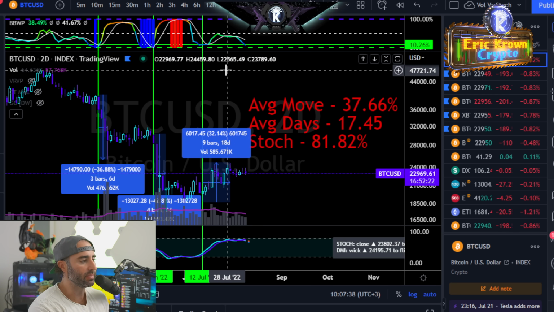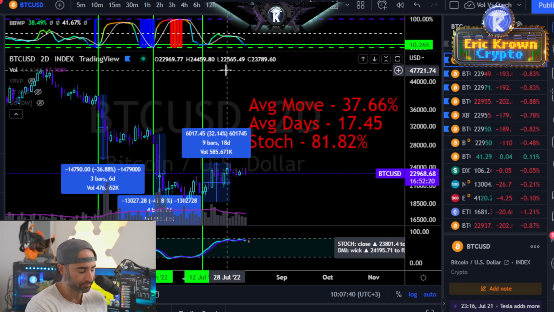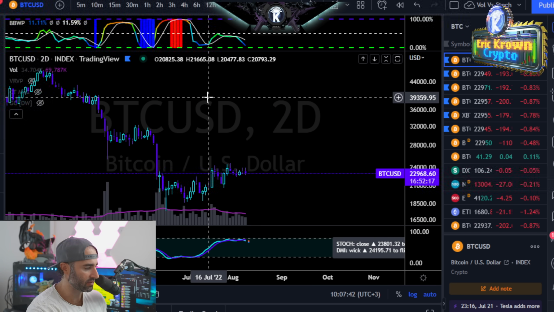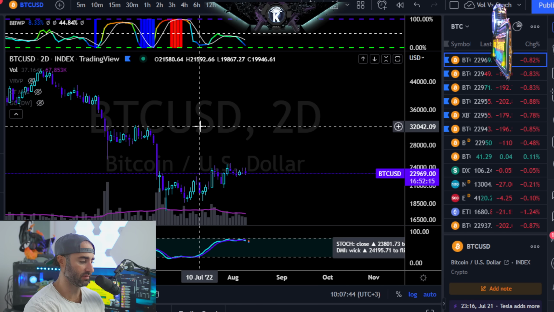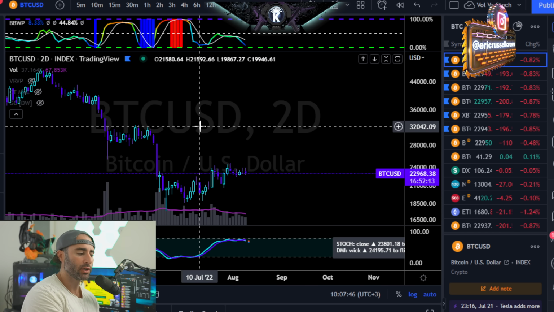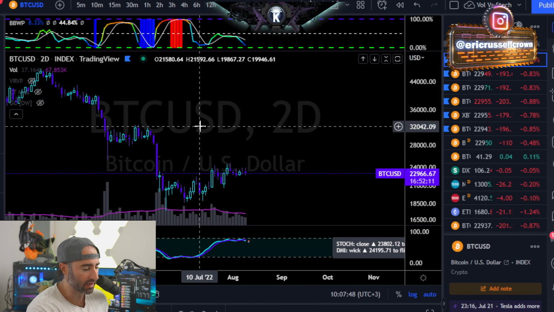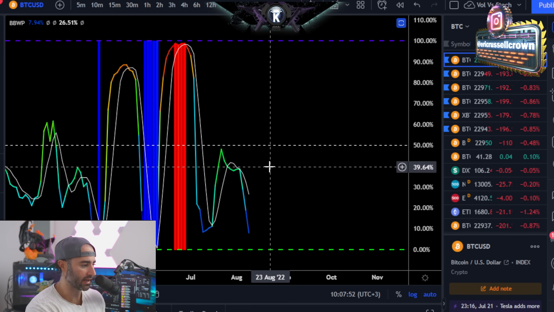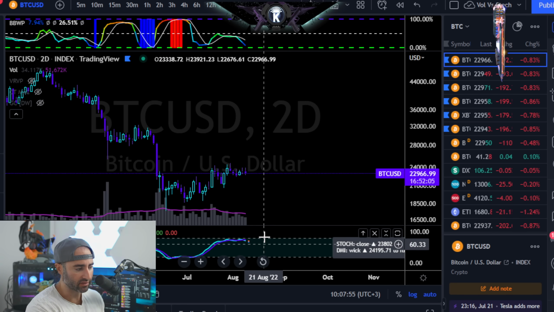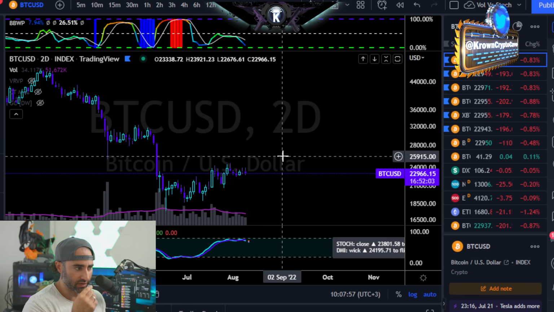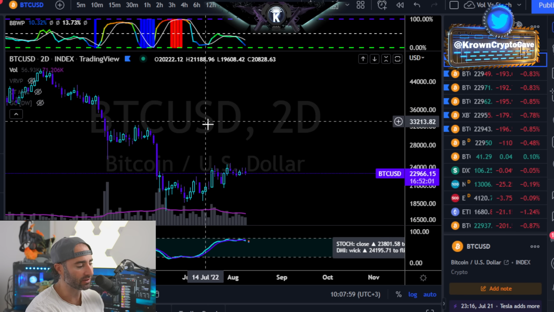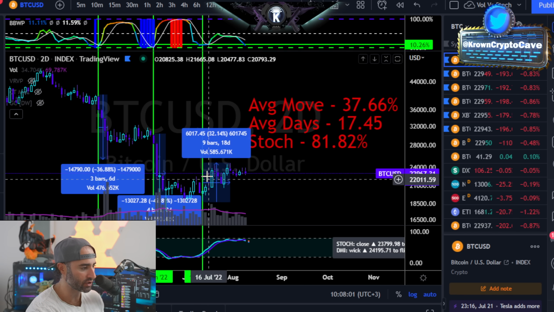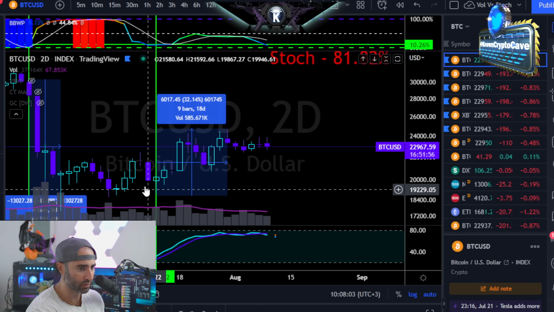Now, this signal was a big one that we've been focusing on for the last month and a half, going all the way back to early July. This was a BBWP, representing the volatility indicator, versus stochastic momentum right here. And there's two things. One, the last signal that we observed in early July was way over here, of course.